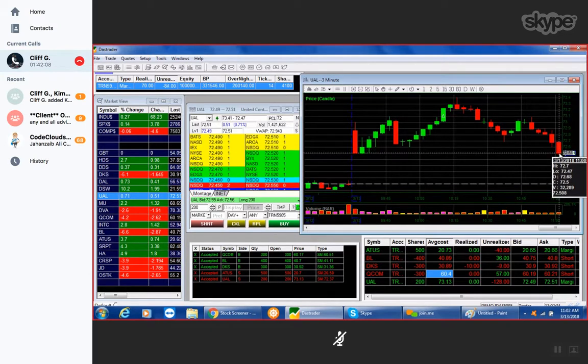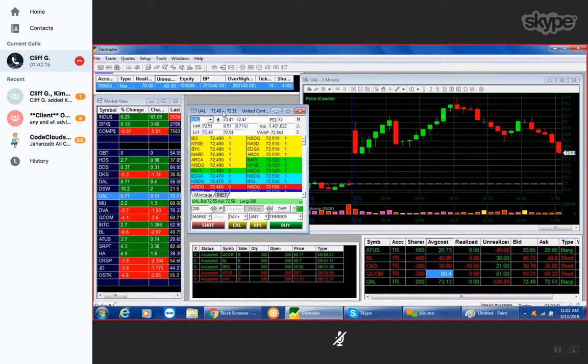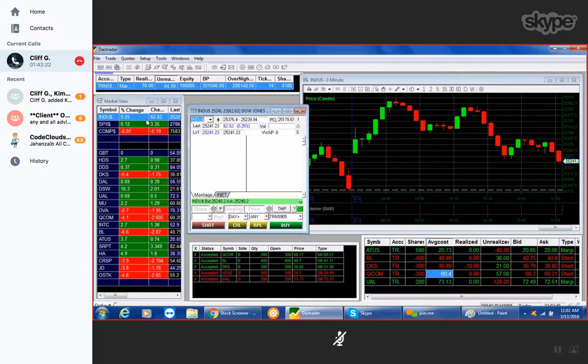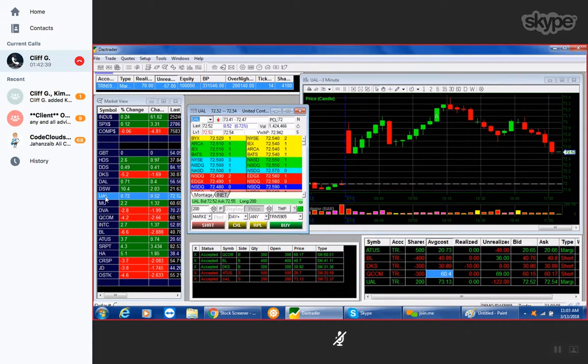This candle went to 47 cents. And this one here was 48. And now the stock is 49. Check out the Dow Jones. Dow Jones is up 62 points. And the UAL stop loss is at 72.37. At least it's on top of 72.50.